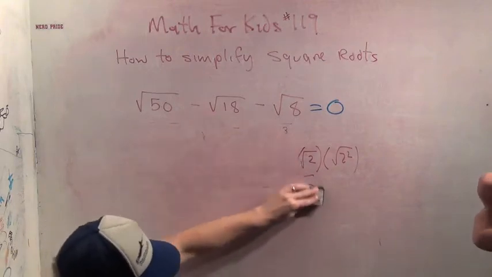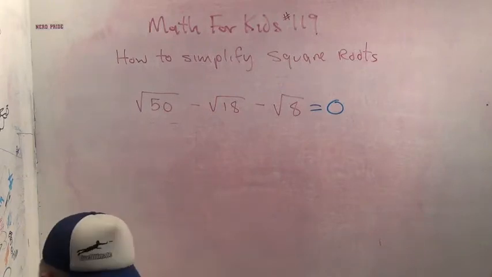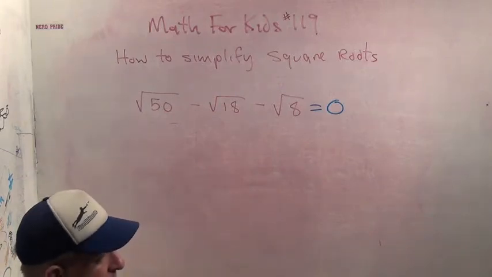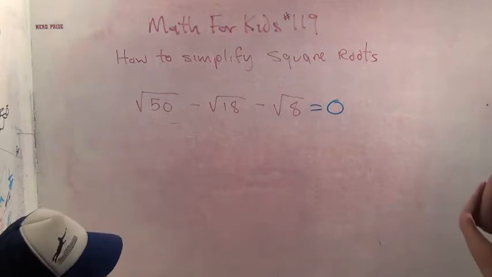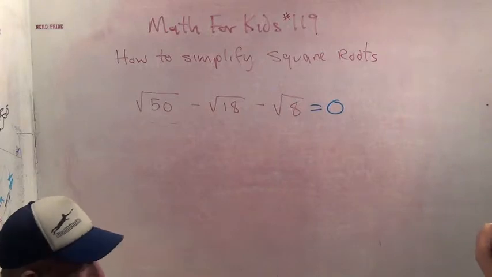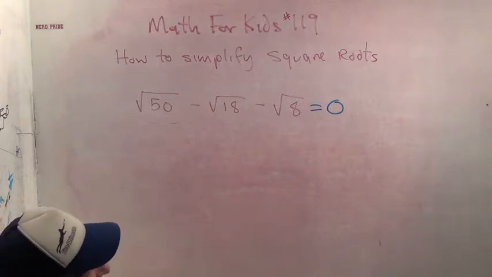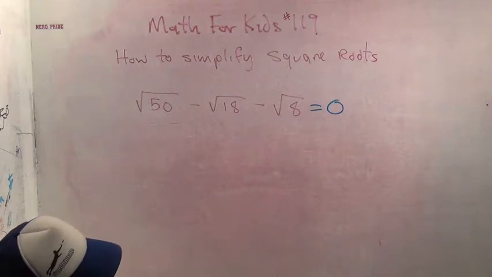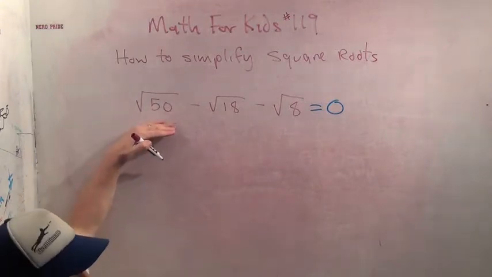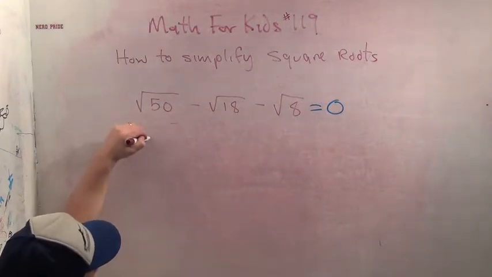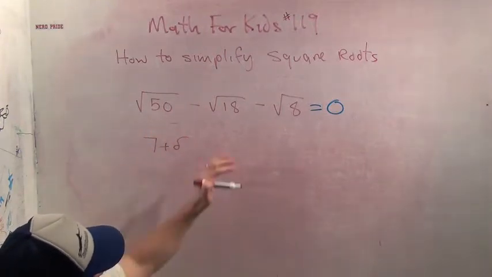The square root of 50 is really close to what number? Well, 5 squared is 25. Well, 7 squared is 49. So this is really close to 7. Is it bigger than 7 or less than 7? Tiny bit bigger than 7. Okay, so I'll write this as 7 plus squiggle, a little bit bigger than 7.